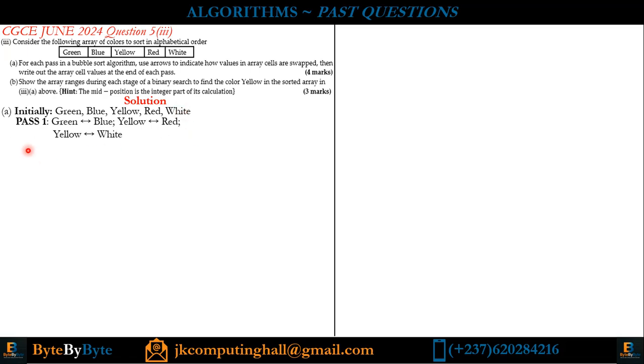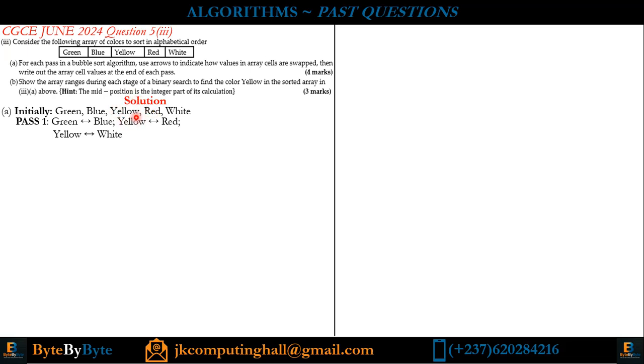Okay. For pass one, when I compare green and blue, we realize that B, because they say they are sorted in alphabetical order, so B is supposed to come before G. So I'm going to swap green and blue, meaning that blue will be my first value and green will be the second. So my second comparison will be green and yellow. When you compare G and Y, there is nothing to be swapped. They remain like that. I now compare the third and the fourth.